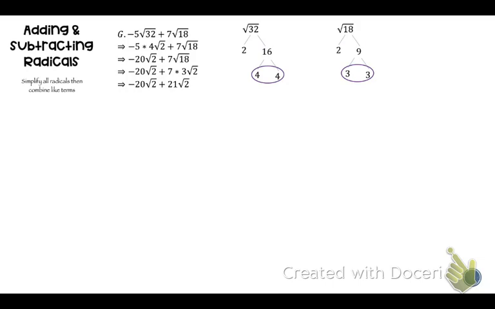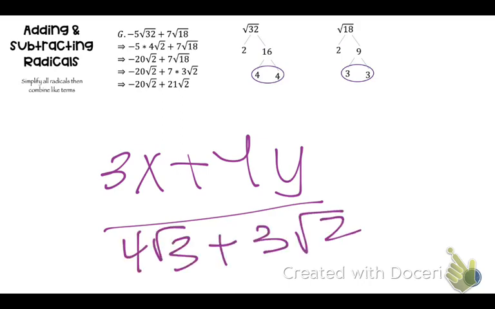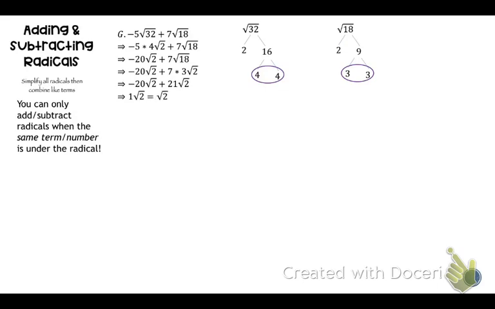Now, square roots work the same as variables. So if you had 3x plus 4y, you couldn't combine those, right? It works the same as if you had 4 square roots of 3 plus 3 square roots of 2. You can't combine those because these are different, okay? But here they're the same. So if they're the same, you can combine them. So negative 20 square roots of 2 plus 21 square roots of 2 is 1 square root of 2, which is just the square root of 2.